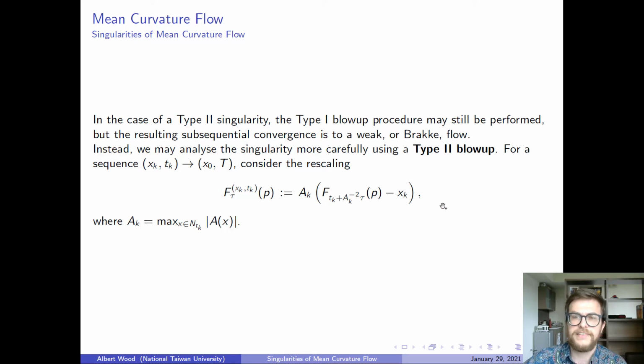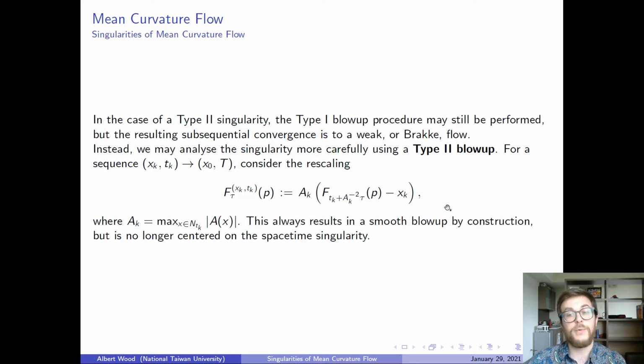There's a few details I'm missing out here, but that's approximately the idea, and what we end up with then is an eternal solution to mean curvature flow, the type 2 blow-up, which has a maximum of the second fundamental form equal to 1 at all times. So you always get a smooth blow-up by construction. But we're no longer centered on the space-time singularity. So we're no longer looking at the infinitesimal behavior at the singularity.